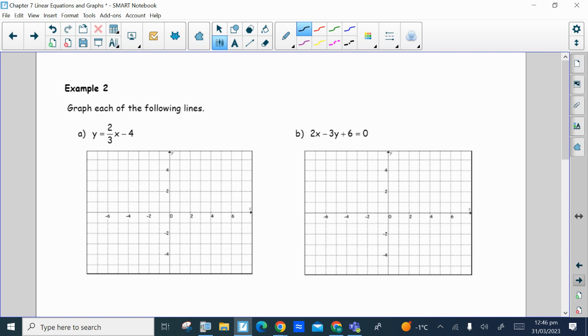Why? Because you have y by itself. Yes. So what's the slope then? What's the slope, Brooklyn? That's right. It's the number in front of x. And b, the y-intercept, is -4.